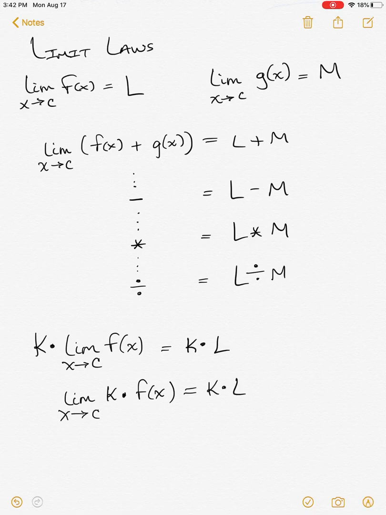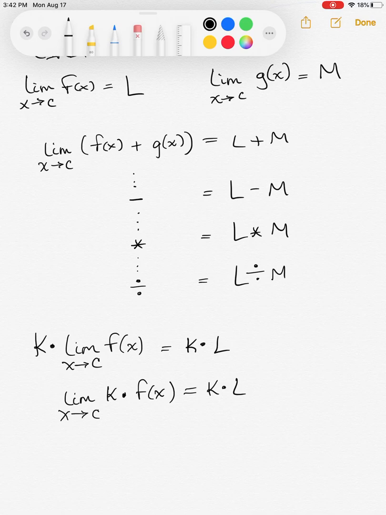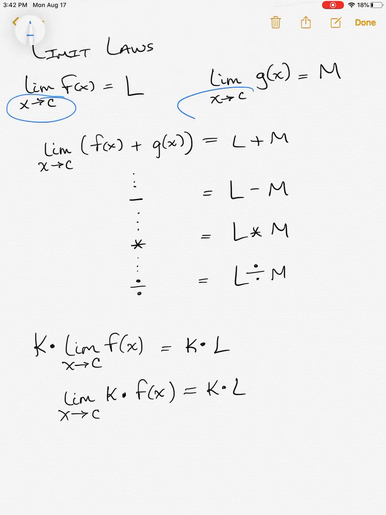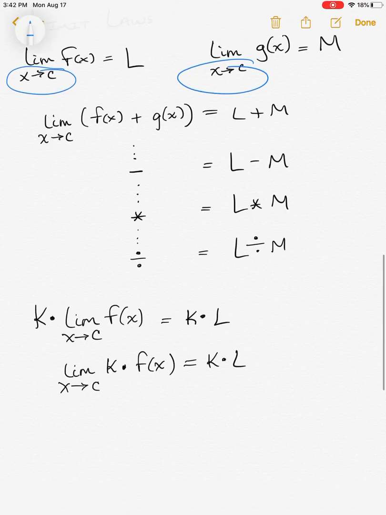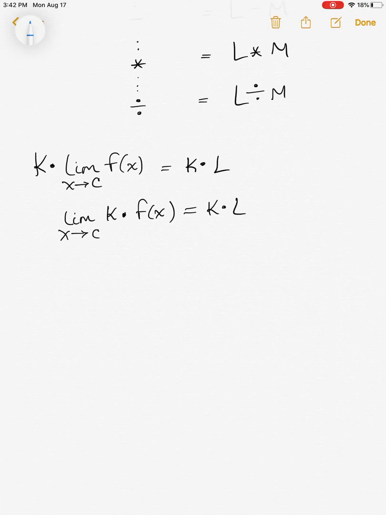Enough with the letters. Give us some numbers. This is a math class. Let me go ahead and find you some numbers then. Key thing: in order for this to work, these guys must be approaching the exact same number. They can't be approaching different numbers. Okay, so let's get us an example so we can wrap this thing up.